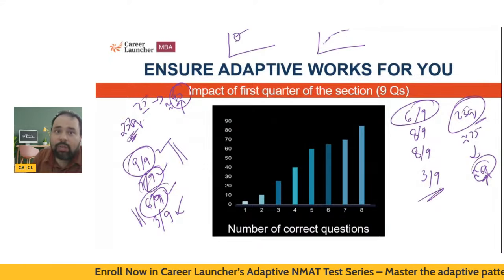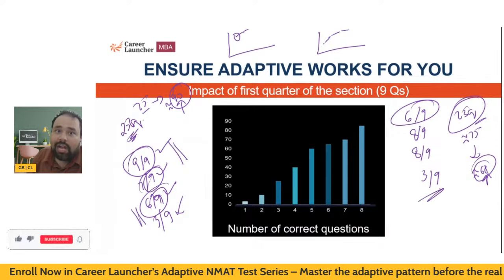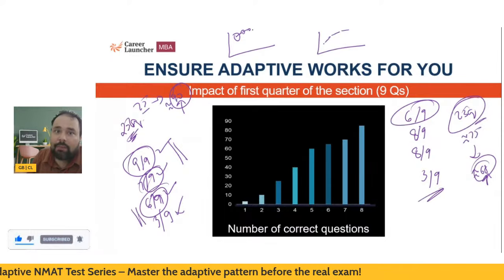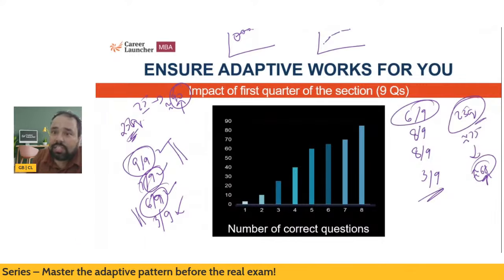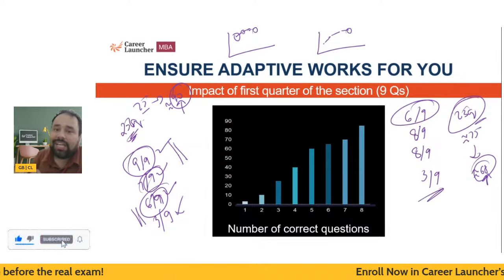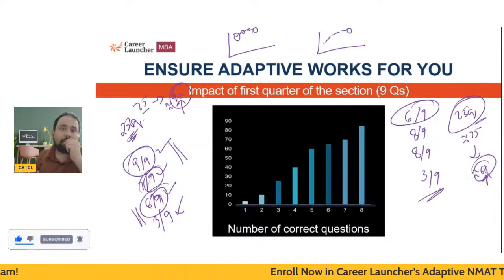This guy started with 90. From 97 on 9 he moved to a 95. 6 on 9 moved to a 97. 3 on 9 maybe ended at a 97. This guy ended at an 85, 87. This guy ended at a 97 from a percentile perspective. That is how adaptive works.